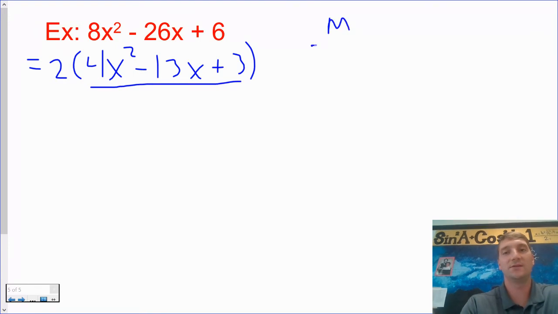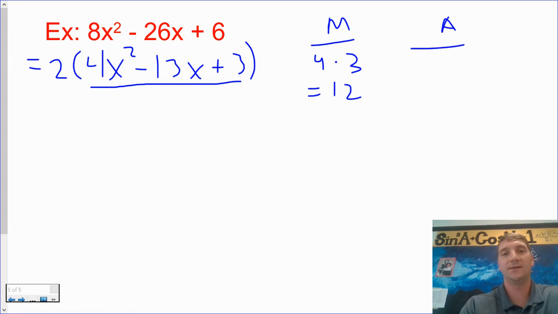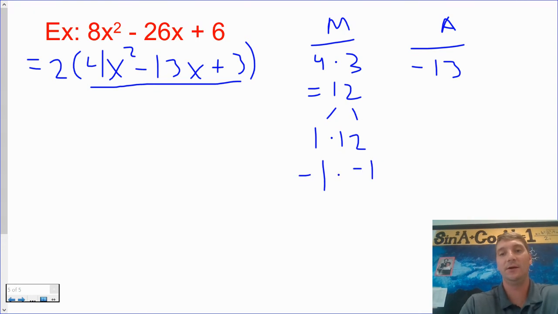So when I say, what does it multiply to? It's going to be 4 times 3. So it's going to multiply to 12. It's going to add to a -13. So some people are like, okay, well, what about 1 and 12? That adds up to a +13. But if I do -1 and a -12, that's the one I'm looking for.